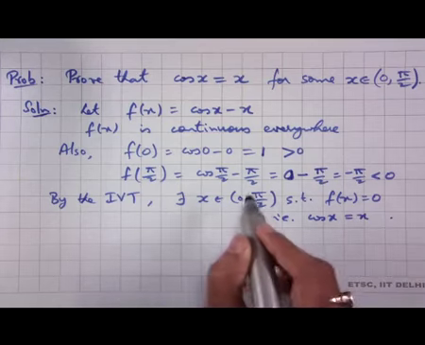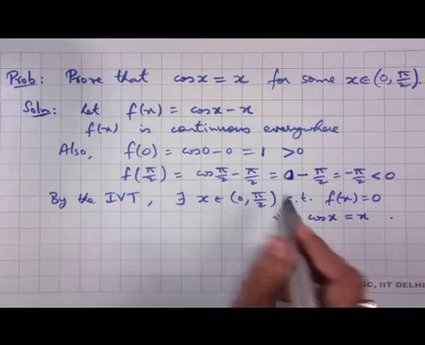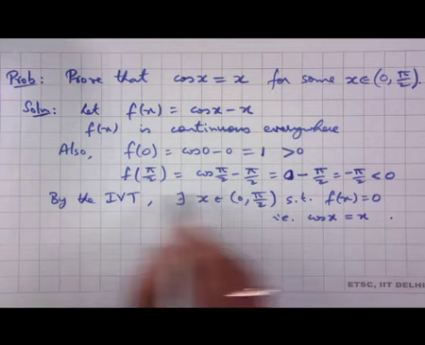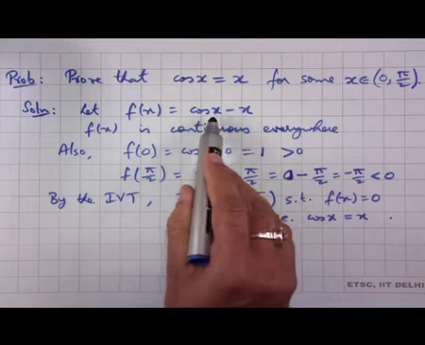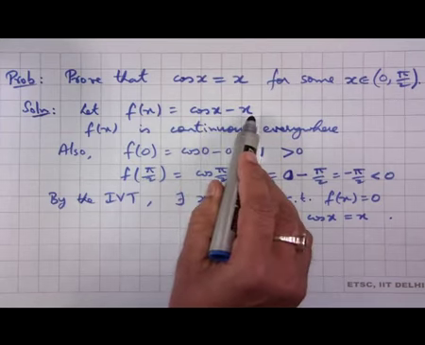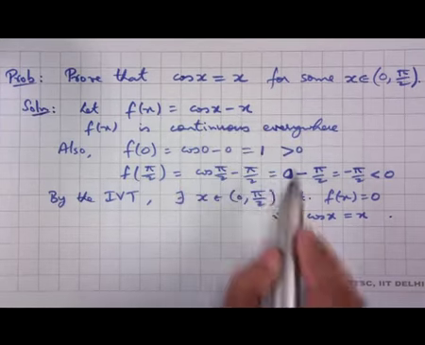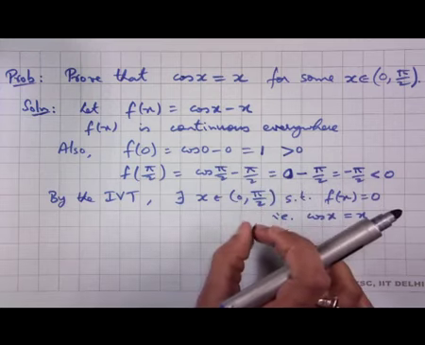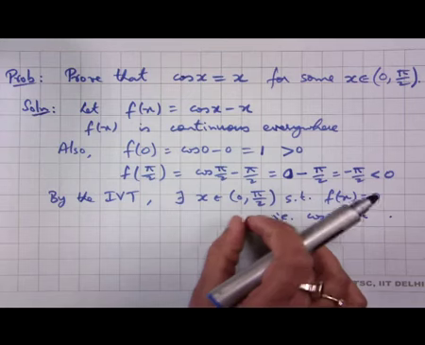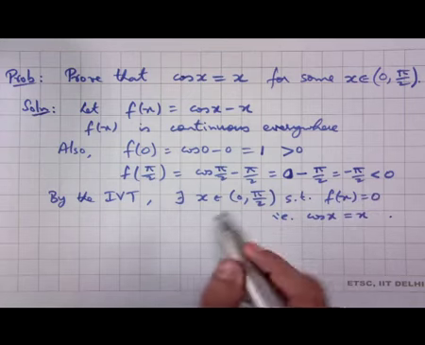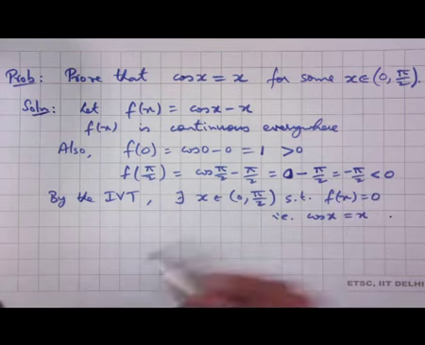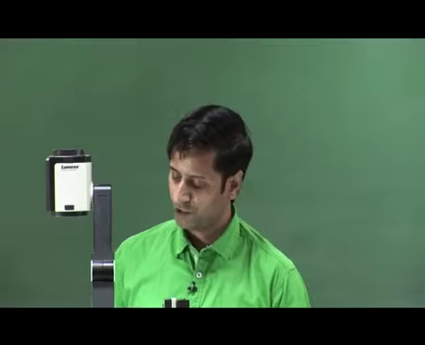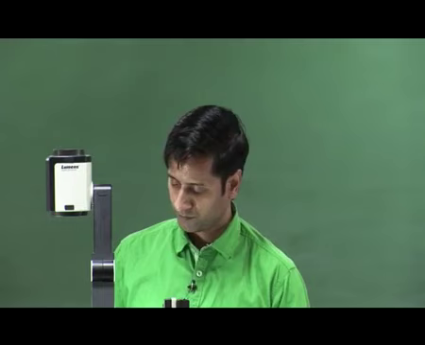And again, like we did for the previous one, you can use the bisection method, and then you find the value at pi by 4, you will get cos pi by 4 minus pi by 4. You have to see whether that is negative or positive to determine in the interval of half of this length where the solution lies, and you can keep doing like that to find smaller interval where the solution lies.